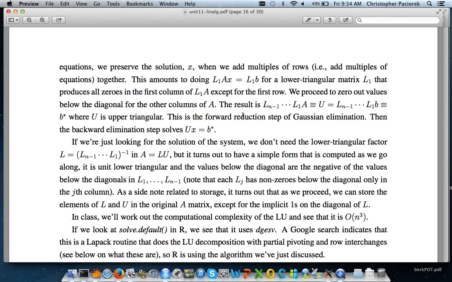How many of those? Now if I want to zero out all of these, well, there are n minus 1 rows of this. All of these calculations in here are essentially equivalent in terms of how many calculations I have to do. So this is going to be n times n minus 1 calculations to deal with this column. Okay.